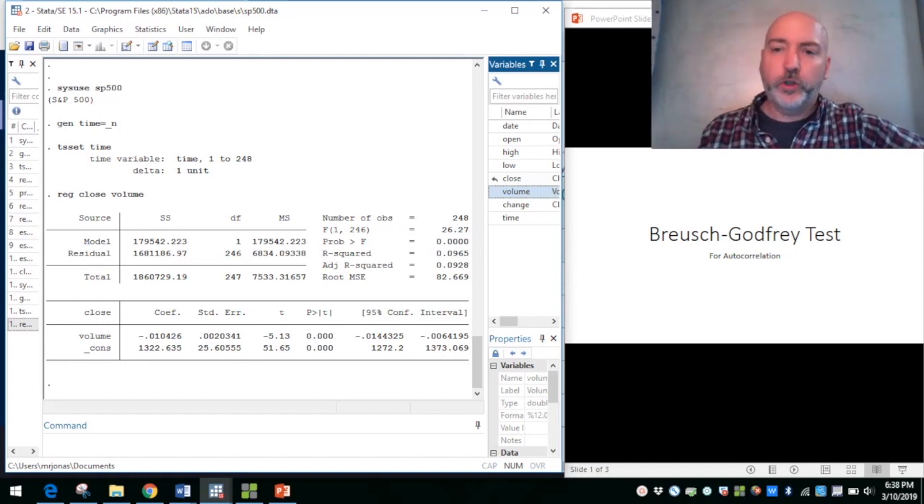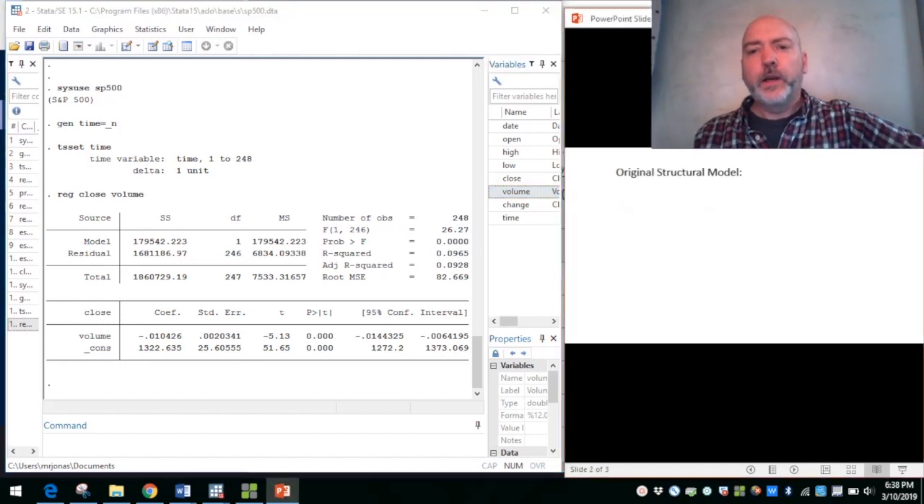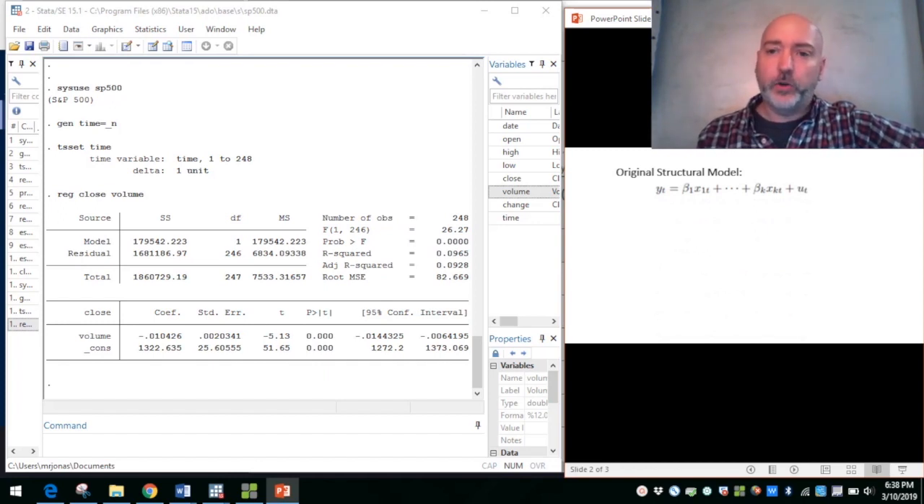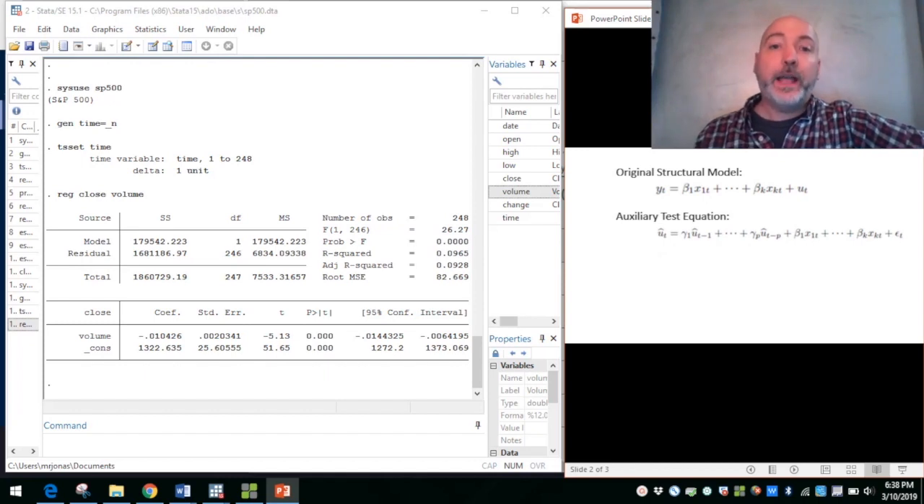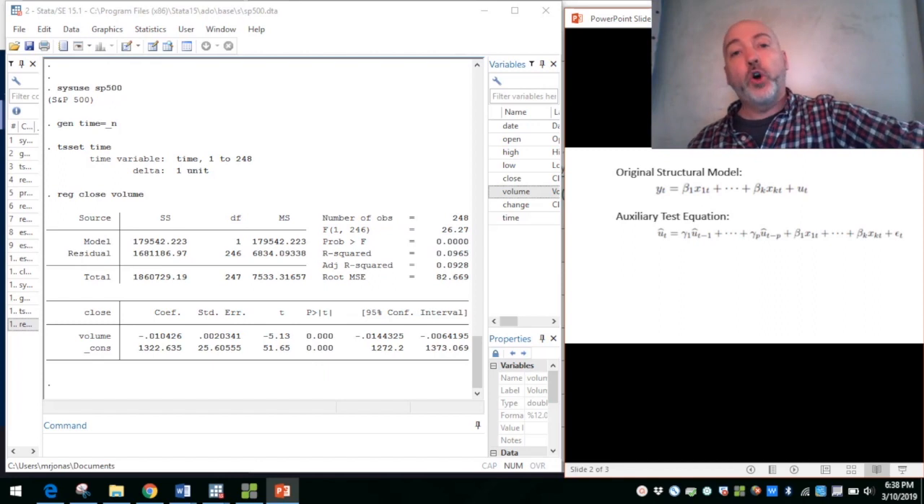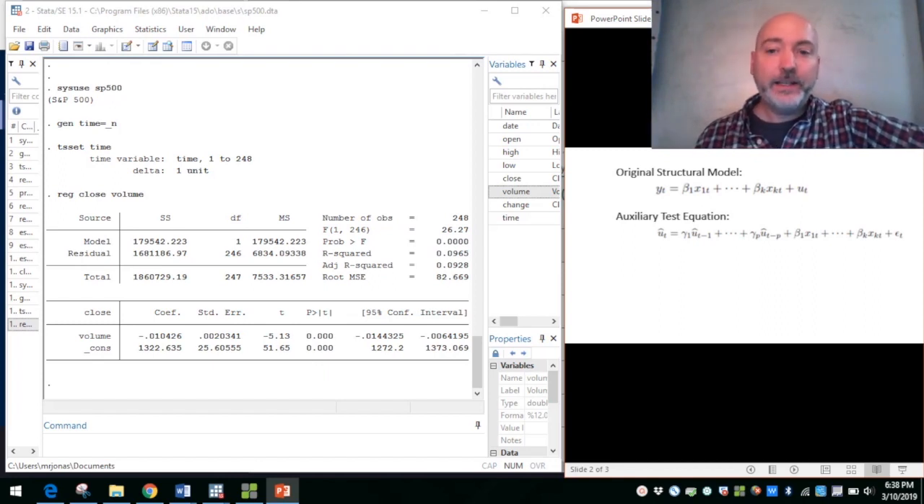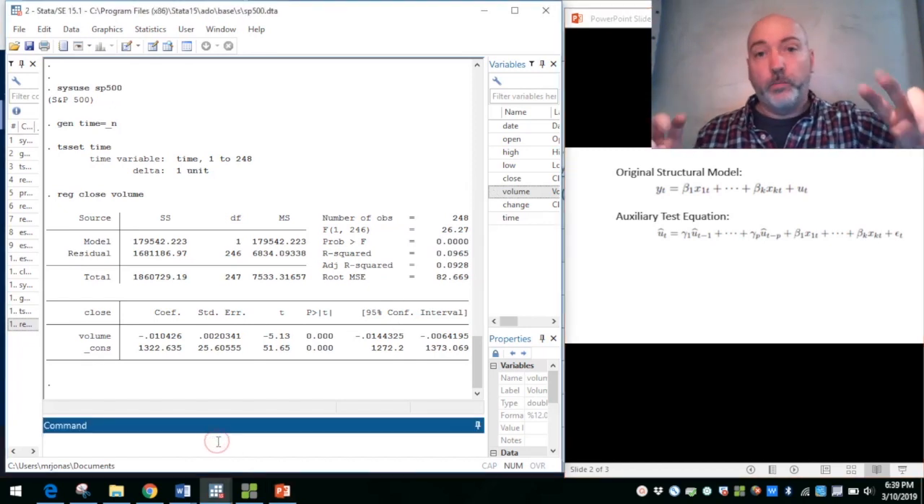That's where our Breusch-Godfrey test comes in. We have an original structural model, which in our case is what we just estimated: our y as a function of x over time, and our error term. We're going to want to estimate an auxiliary test equation wherein the dependent variable is our estimated residual as a function of its own lags. So we have u hat t as a function of u hat t minus 1, t minus 2, and so on through t minus p. And notice that we're also controlling for the original structural x variables. Let's see what this would look like, quote unquote, by hand in Stata.